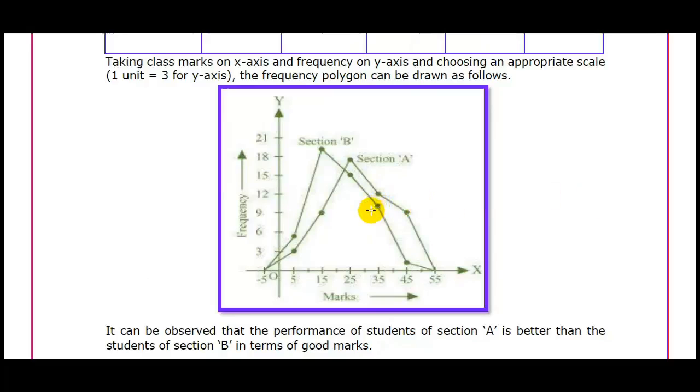And for the second part of the question, looking at the frequency polygon, the graph of these two sections, section A and section B, it can be observed that the performance of the students of section A is better than the students of section B in terms of good marks.